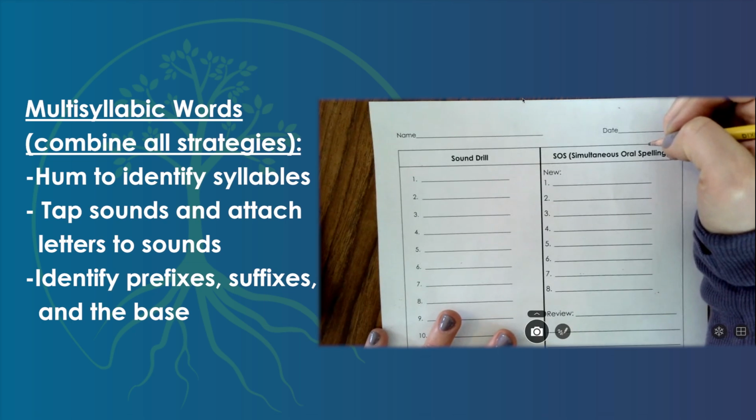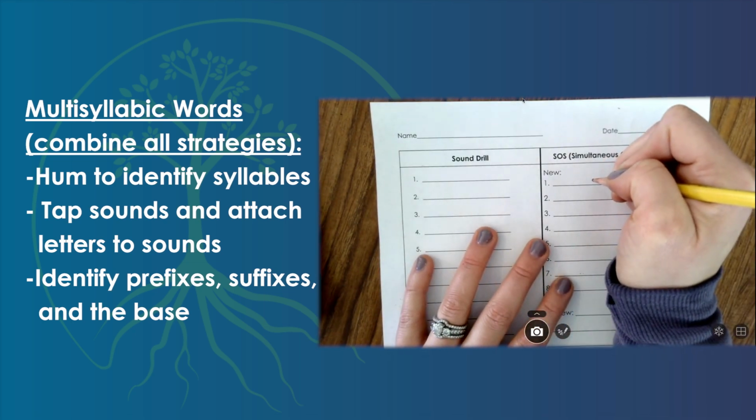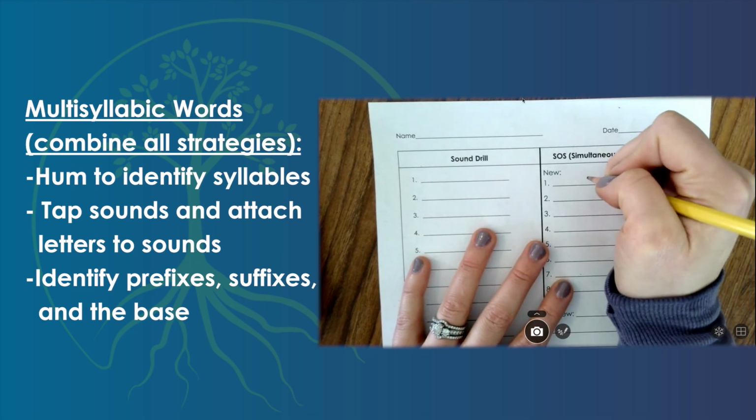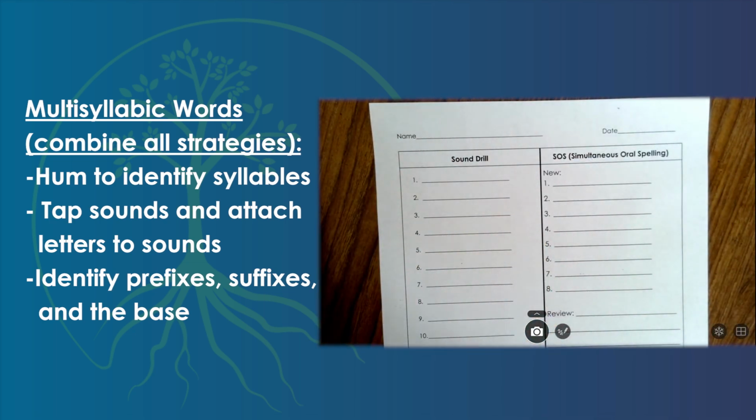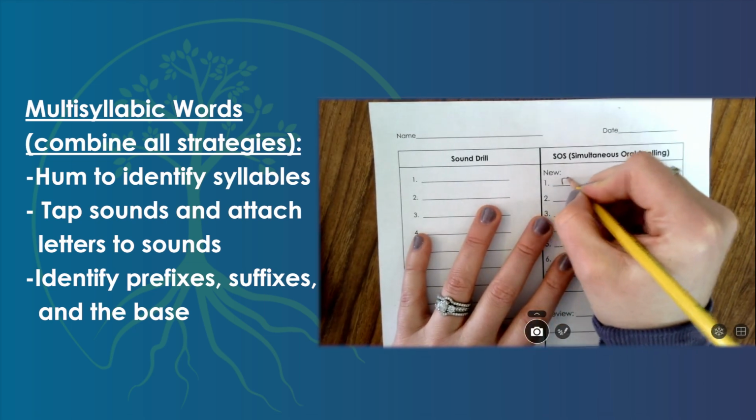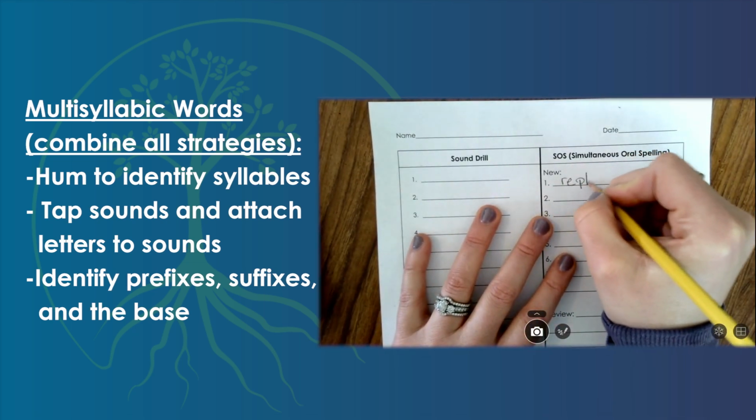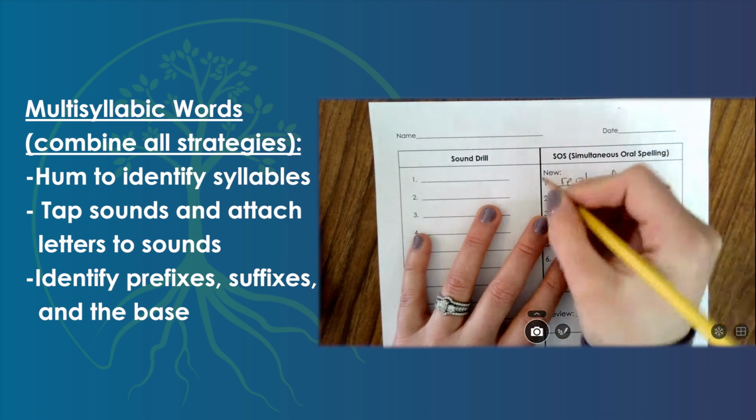So let's look at the word replayed. There are two ways that we could spell this word. We could spell it by morphemes, where we think about, is there a prefix, is there a base, is there a suffix? And the student might be able to say, I hear re, my base is play, and then my suffix is ed for replayed.